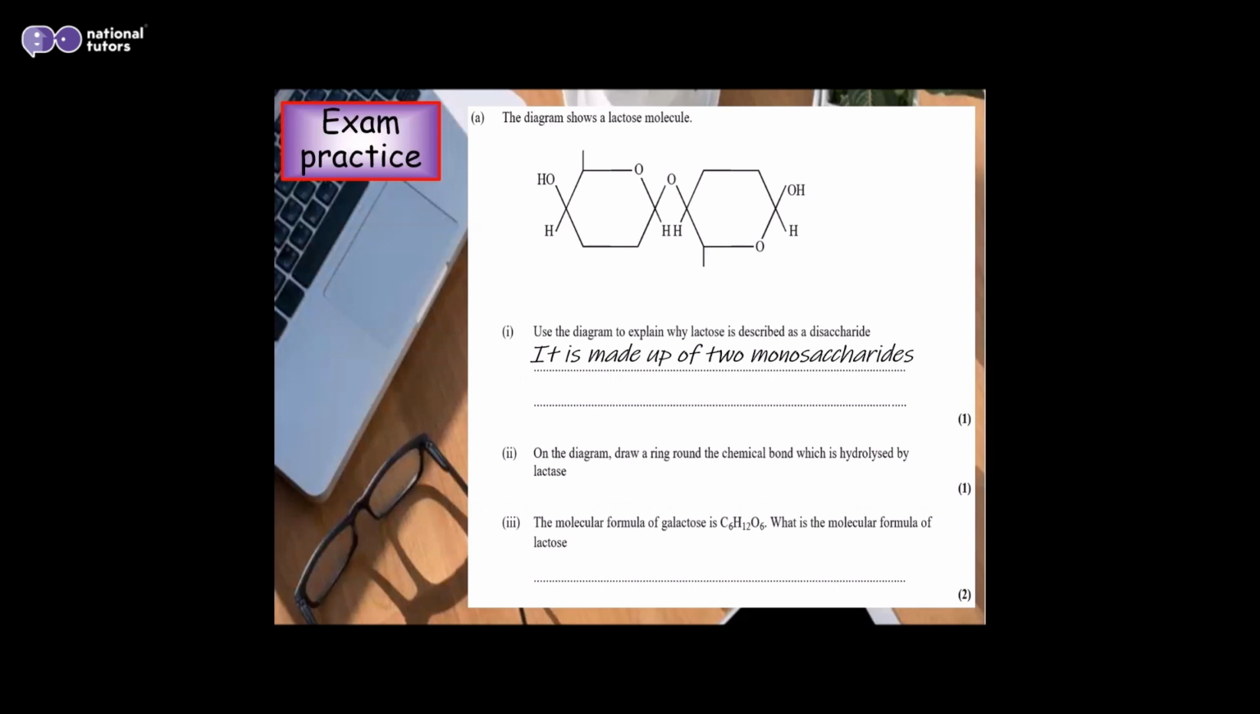To draw a ring round where it is hydrolyzed, you've got to think, well, we've got to break a bond, because hydrolysis is breaking using water. So the area it'll break is at the oxygen there. That's what I'm doing. And this one's quite a tough one.